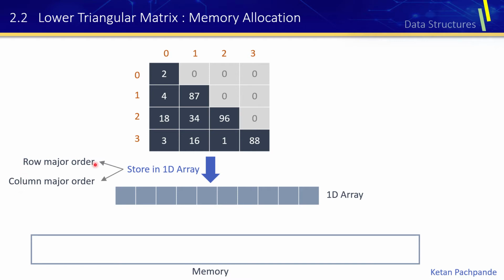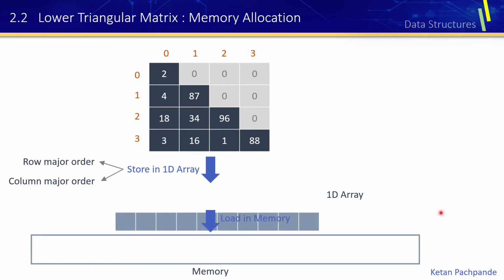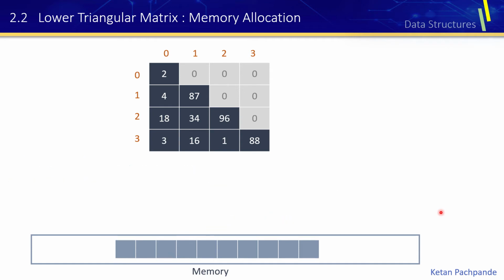And after storing these 10 elements in the one-dimensional array by one of the methods, now it's just a matter of storing the one-dimensional array in memory. So eventually, from the user's point of view, from the programmer's point of view, the data is two-dimensional, but when it comes to storing in memory, it is one-dimensional data.